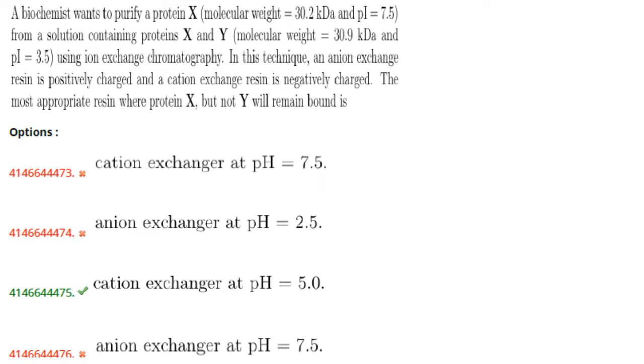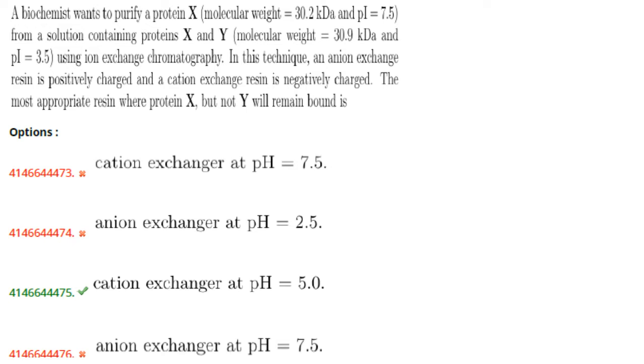Before coming to the answer, I would like to tell that the isoelectric point of a protein is defined as the pH at which net charge on the protein molecule is 0. Accordingly, proteins are positively charged at a pH below their pI. That is, if pH is less than pI, then they are positively charged, and because of their positive charge, they will bind to cation exchange resin. And they are negatively charged at a pH above their pI. So if pH is greater than pI, then the protein will be negatively charged and it will bind to the anion exchange resin.